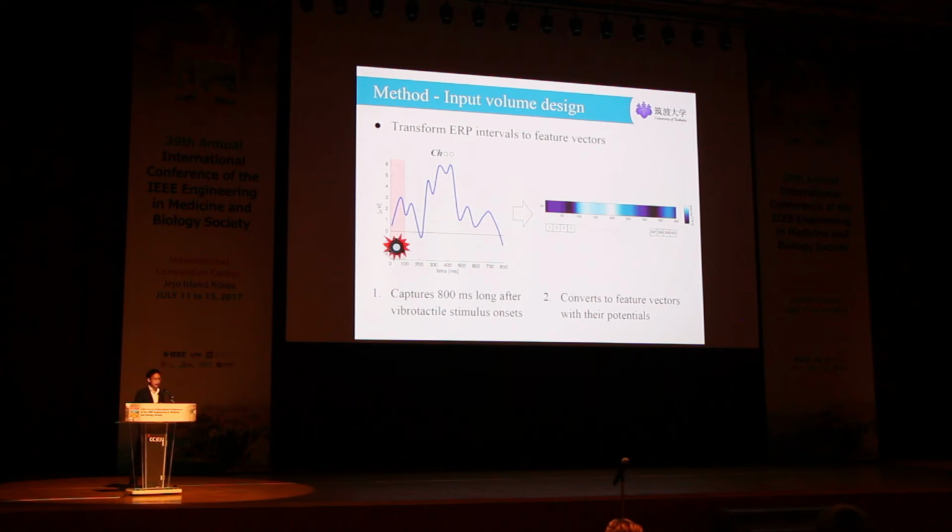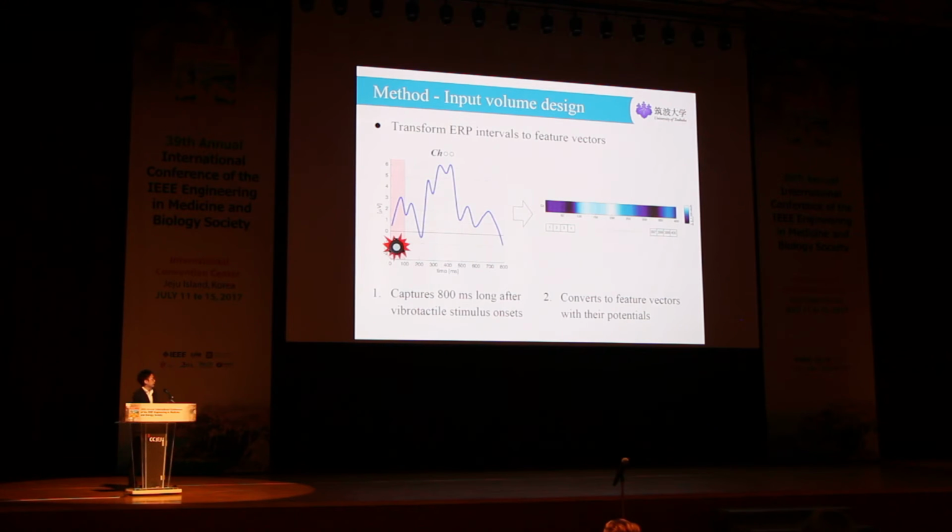So actually, we transform these ERP intervals to one-dimensional feature vectors. We acquire the brainwave responses. We call them ERP intervals, which is just the duration after giving the vibration stimulus to the users, up to 800 milliseconds. Then these brainwaves are converted to one-dimensional feature vectors with the potential values of the EEG.